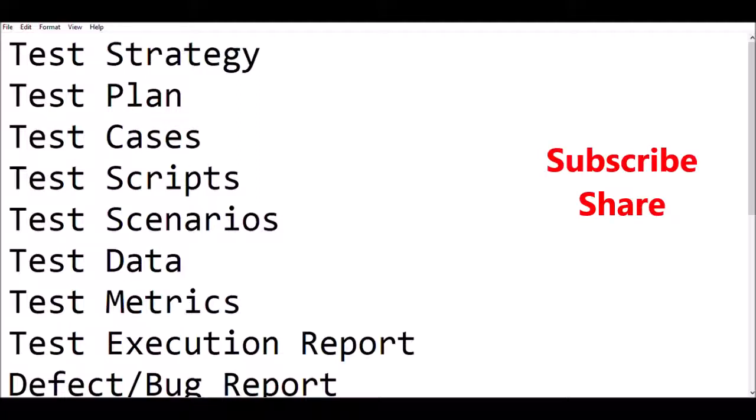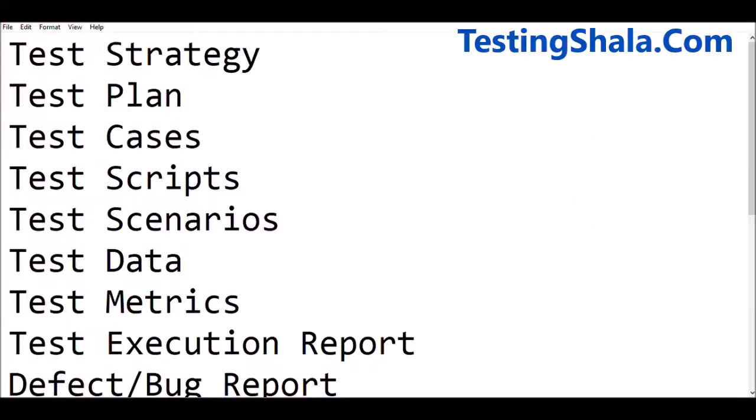Let's move on to understand what are the different test deliverables we are going to deliver as part of the testing project. And I'm going to explain in detail about each of these test deliverables. So let's move on to understand what is test strategy.